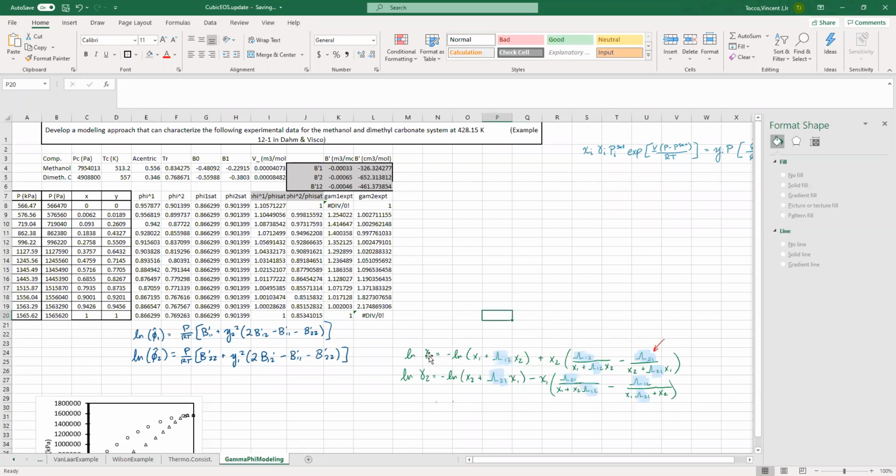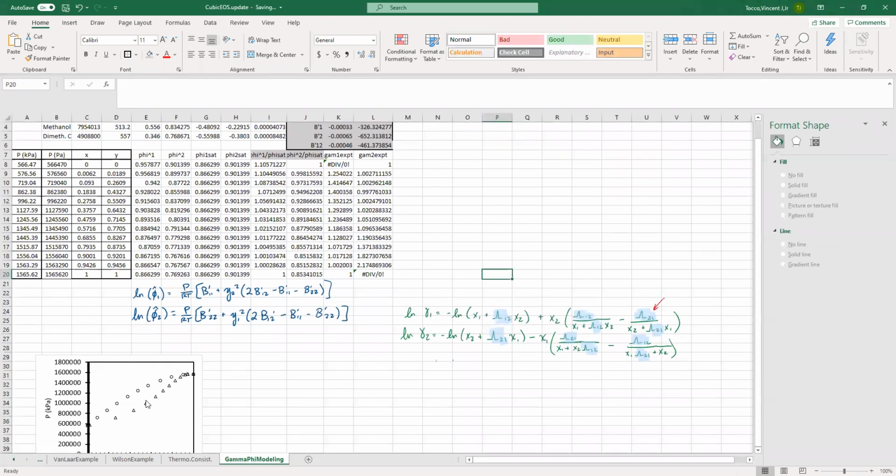These are the expressions for the Wilson model activity coefficients. They are functions of two parameters, lambda 1,2 and lambda 2,1. Now remember that these are functions of temperature, but because we are trying to model the data for a temperature for which we already have the same temperature, I don't have to go through the trouble of finding alphas. So I'm going to say this is GE over RT experiment.